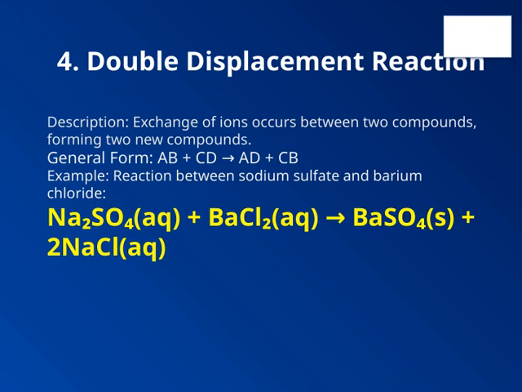For example, when sodium sulfate reacts with barium chloride, the sodium and barium ions swap places. So, sodium sulfate plus barium chloride produce barium sulfate, which is a solid, and sodium chloride, which stays in solution. This reaction is important because it helps us understand how different compounds interact and form new substances, tying into the larger theme of chemical reactivity and reaction types.